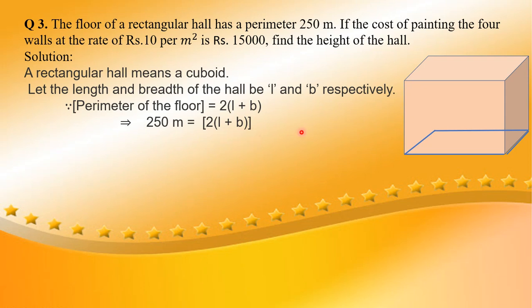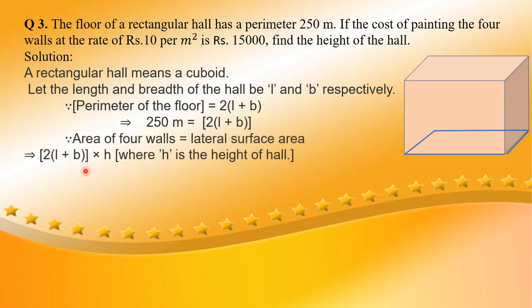Now we have to find the cost of painting the four walls. Four walls mean the left and right side faces, front and back. These four walls are the lateral surface area, so we have to find the lateral surface area. The formula for the lateral surface area is 2 times (L plus B) multiplied by H, where H is the height of the hall.